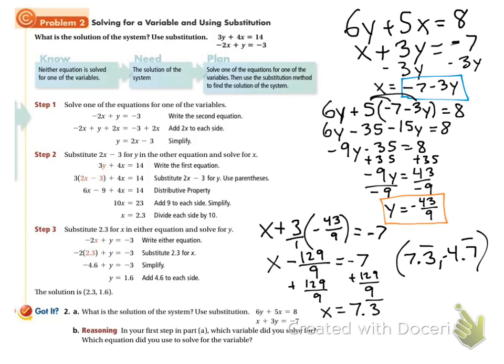And there we go. And if you took that point and you plugged it back into both those equations, you would get the right answer out. Right? If I do 6 times negative 4.7 repeating plus 5 times 7.3 repeating, I'd get 8. And same thing with plugging in the second one. So we want to be as exact as we can.